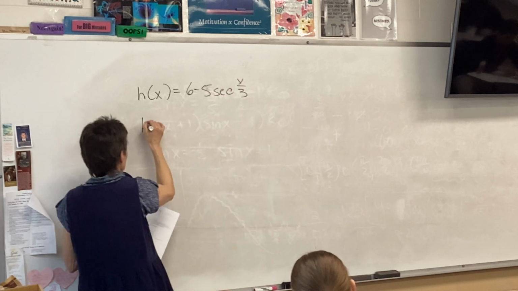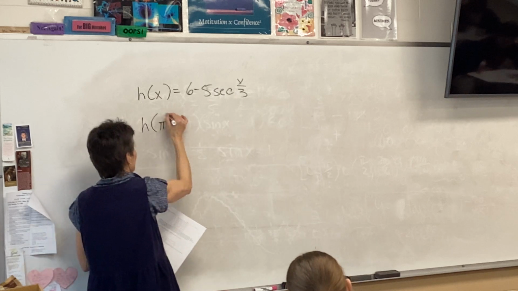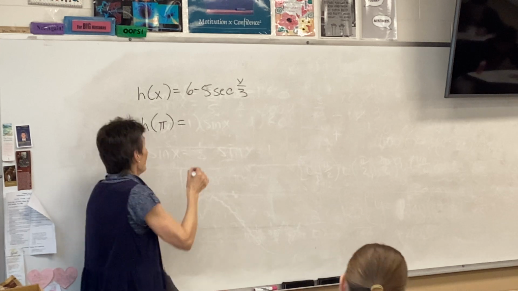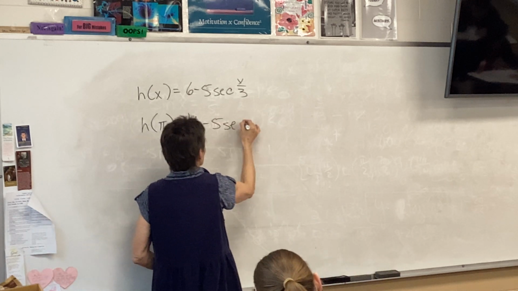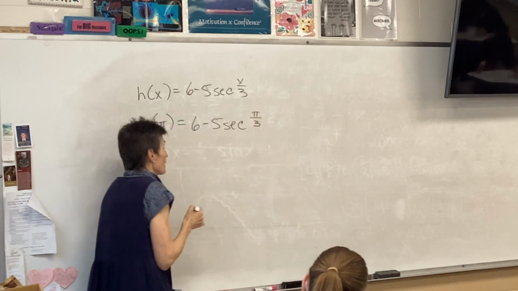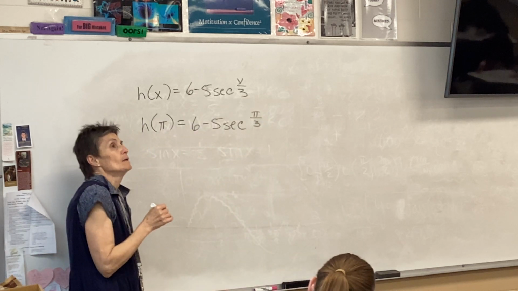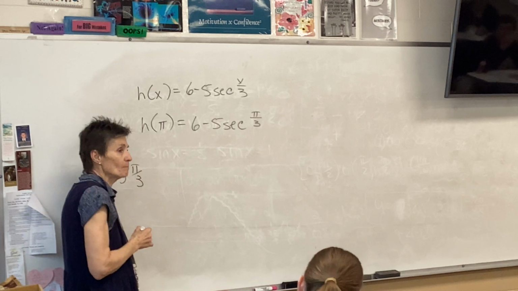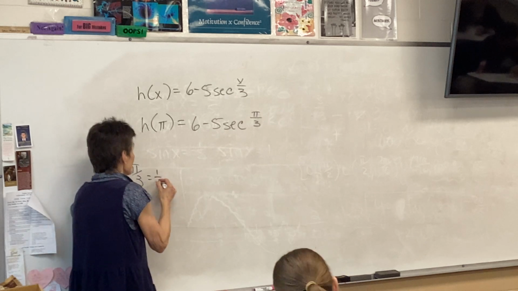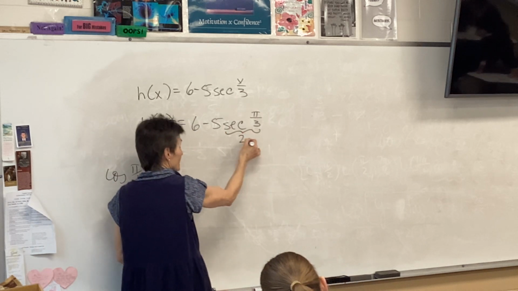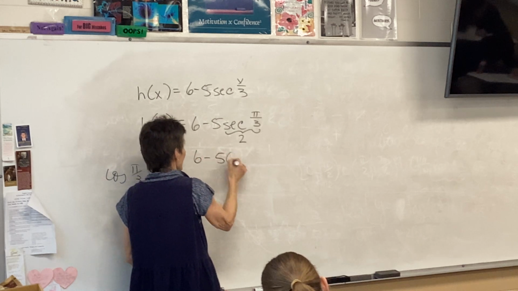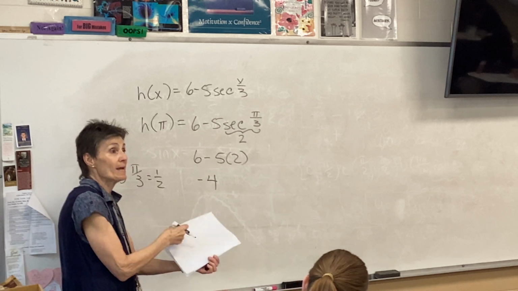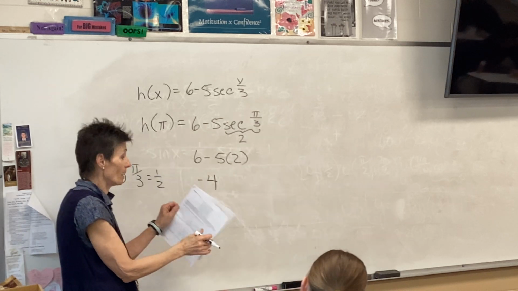And we have to find the value of h of pi. Oh guys, this is easy. All we have to do is plug in pi. So here we go. What's the cosine of pi over 3? That's what my brain is thinking. It is a half. So the secant of pi over 3 will be 2. So 6 minus 5 times 2 looks like the answer is -4. And by the way, I did include the answers in the pattern.